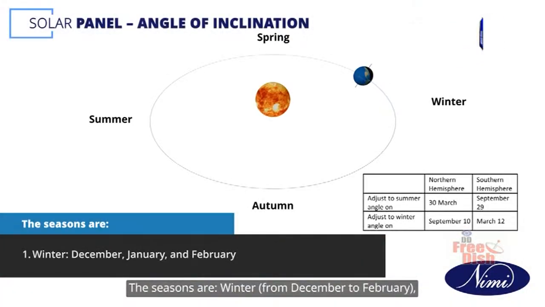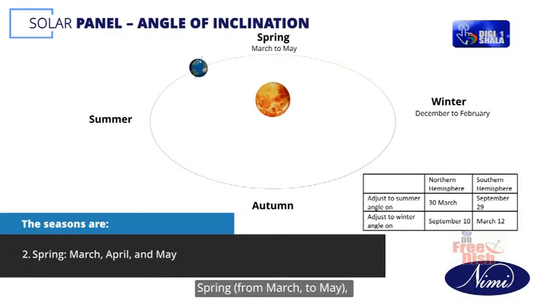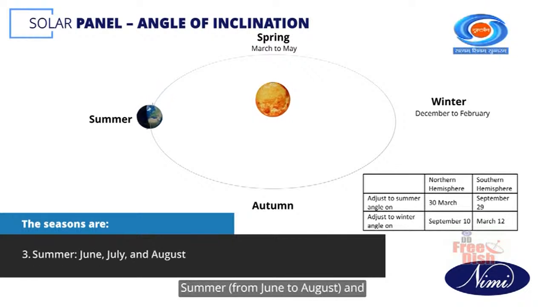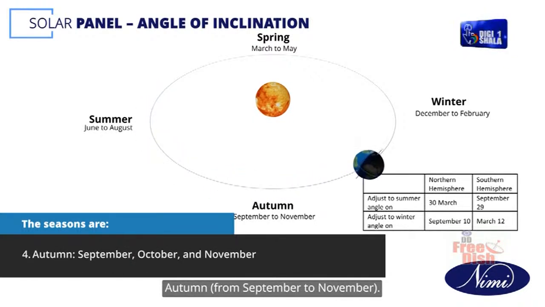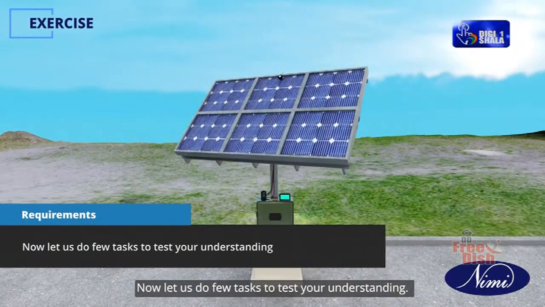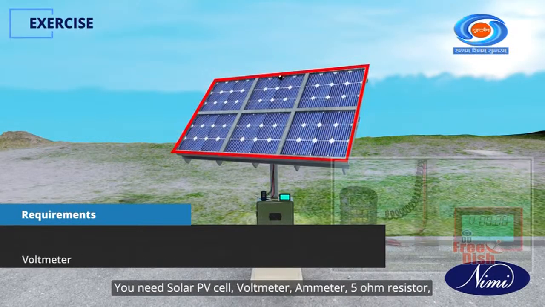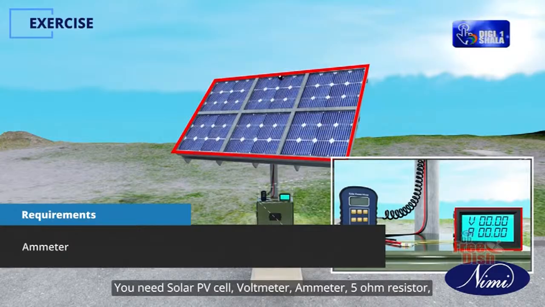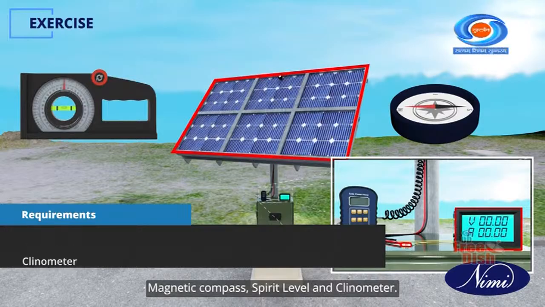The seasons are winter from December to February, spring from March to May, summer from June to August, and autumn from September to November. Now let us do a few tasks to test your understanding. You need a solar PV cell, voltmeter, ammeter, 5 ohm resistor, magnetic compass, spirit level, and clinometer.